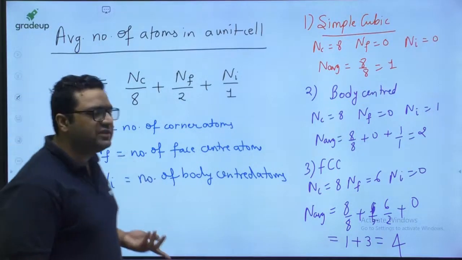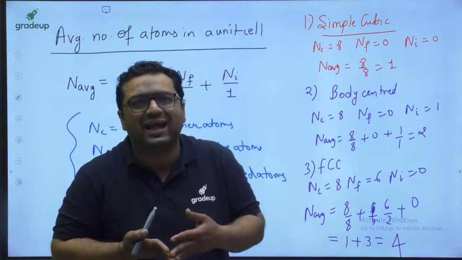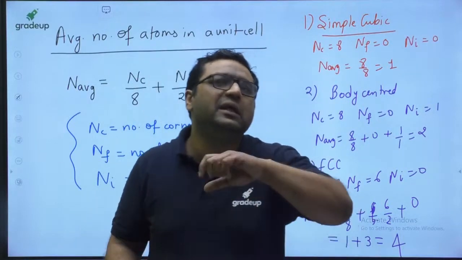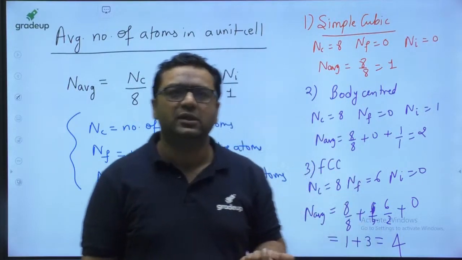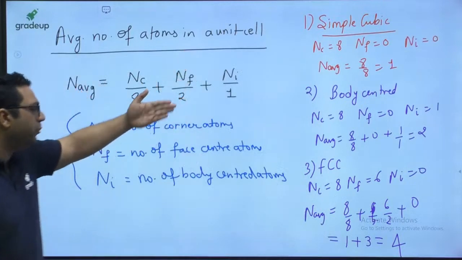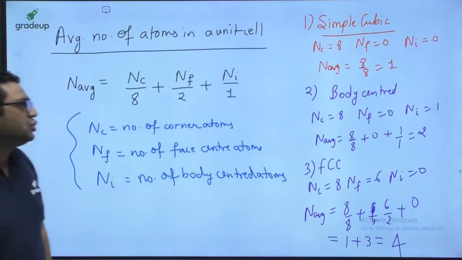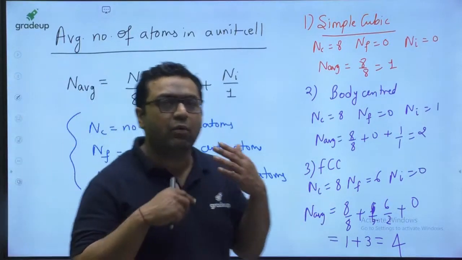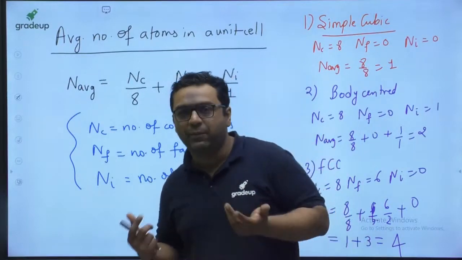My dear, in engineering services paper 1, you can have a question like: write down in increasing order of average number of atoms. They will give you simple cubic, body center and face center. So this type of question comes more often in ESE paper 1.